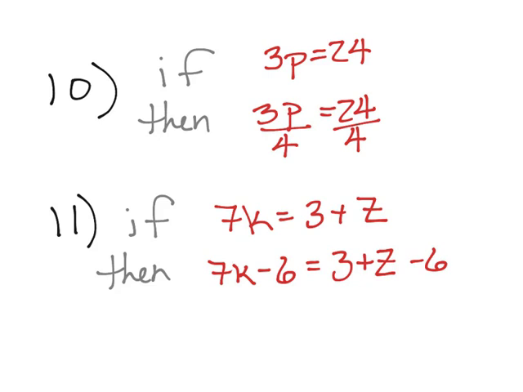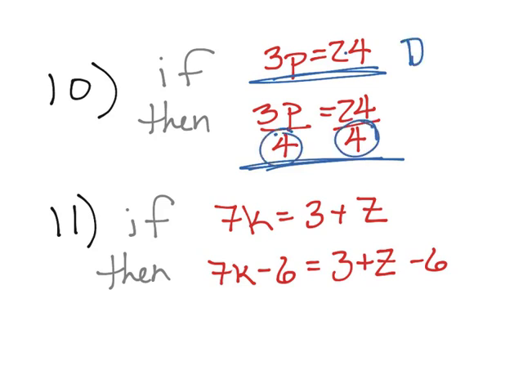10 and 11 are the same. So we have if then. What is changing from the first one to the second one? Well, in number 10, both sides are being divided by 4. So we would say that that is the division property of equality. Because both sides are being divided by 4.